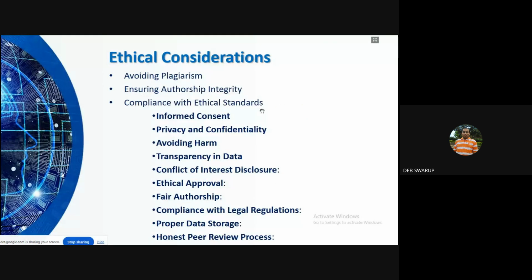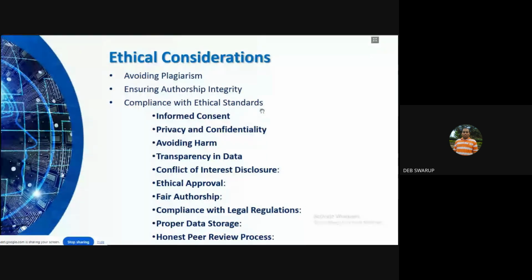This ethical considerations means whether you are going for plagiarism or there are any forms of other plagiarized sources involved. The first one is avoiding plagiarism. I'll tell you how plagiarism occurs and how to avoid it.